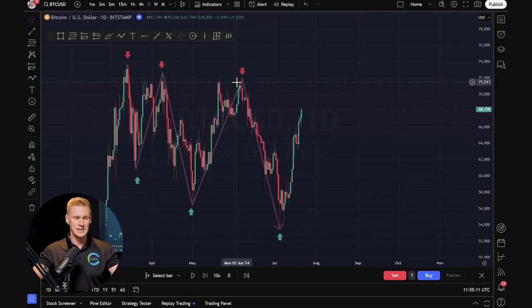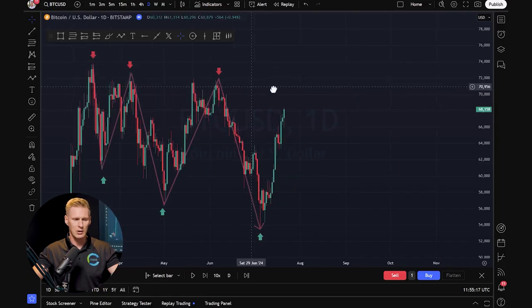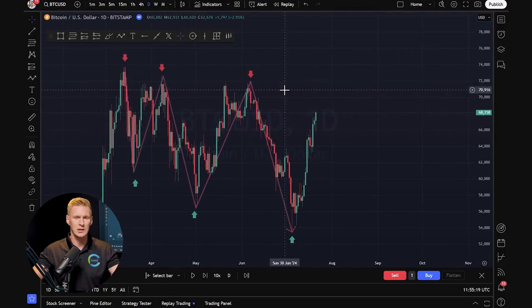This here is a downtrend. We have lower lows and lower highs. Perfect. Let's talk about the correction and impulse moves.